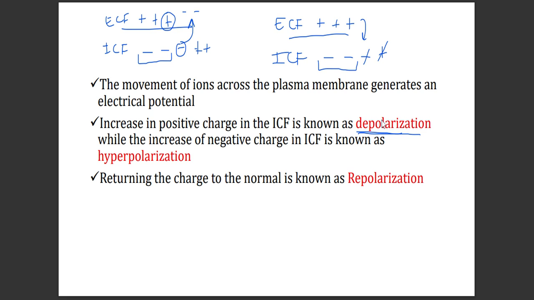Now, let's say you have a negative 70 charge inside the cell, and then it went to negative 50. That is depolarization. Why? Because the charge moved from a more negative number to a less negative number. For me to return back to negative 70, that is going to be called repolarization. Now, instead of going to negative 70, if I go to negative 80, that is going to be called hyperpolarization because I've gone beyond the normal polarity.